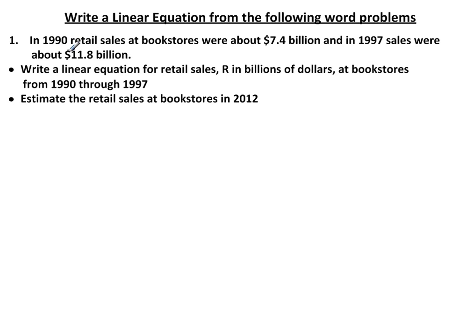In 1990, the bookstores were about $7.4 billion. Okay? And in 1997, so we could do a couple things. 1990 is my time. My independent variable is usually our x. Our dependent variable is our y. So we'll do, in 1990, we had 7.4 billion. And it says in billions, so I don't need to write the billion or put all the zeros. And then I know in 1997, sales were about 11.8 billion. So those are my ordered pairs.